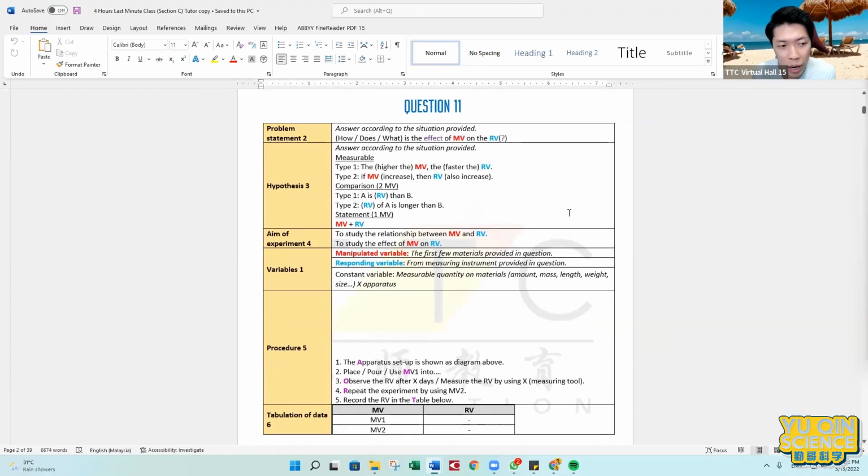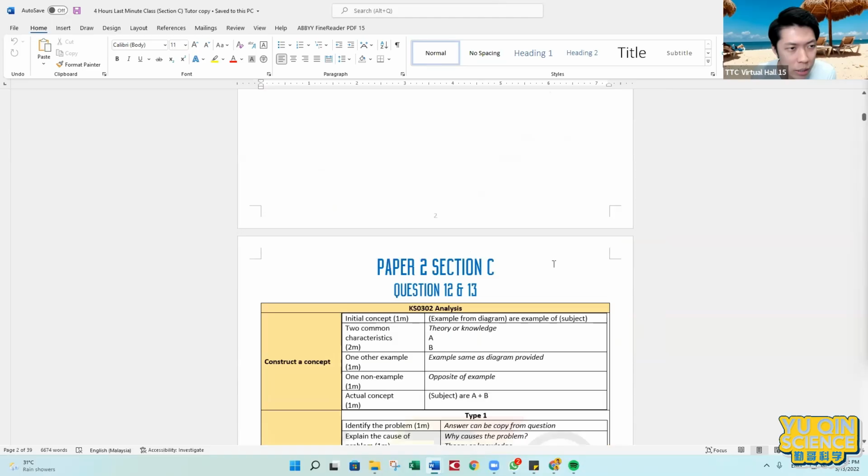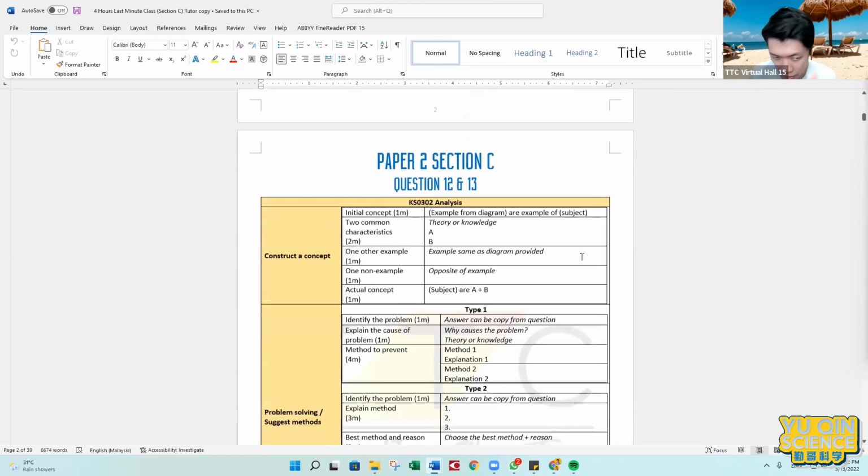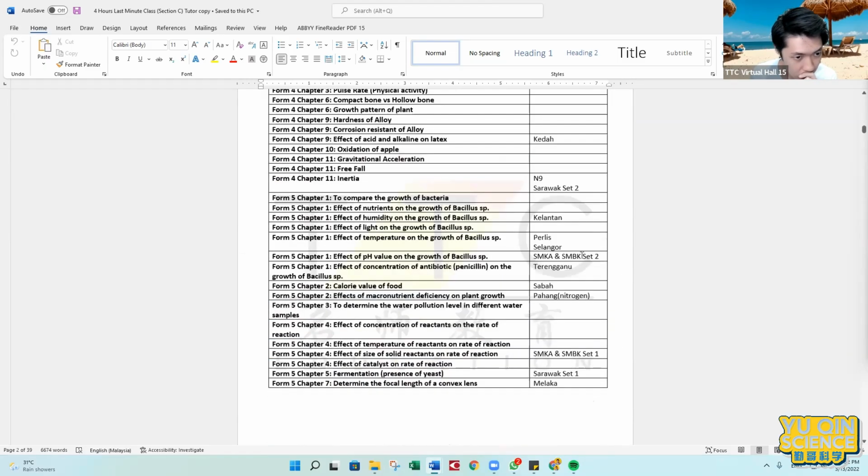So this is the format lah. I don't think I want to go through it again. So it's here for you to refer, by the way, all the formatting. And this is the 12 and 13 formatting. There is basically... okay, never mind. We go for the experiment first. Later we come back. Okay.